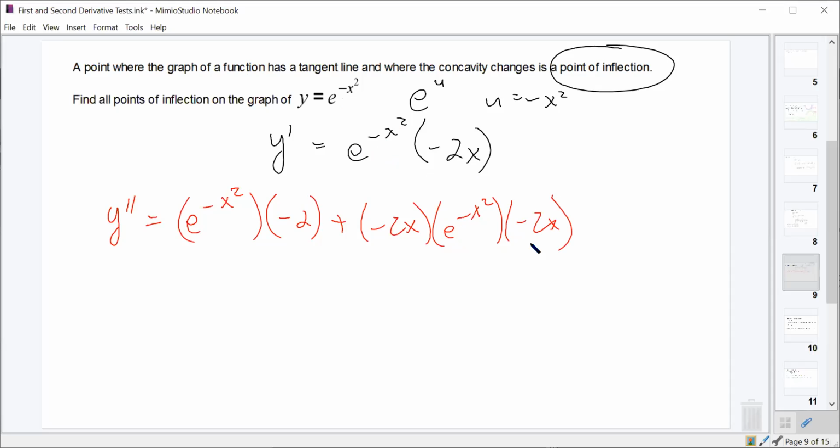Yes. Okay. And so to simplify that down and figure out when it's equal to 0 and when it's undefined, what do we need to do? Factor out the e to the negative x squared. We got the e to the negative x squared. That's going to leave us with a negative 2, and then plus, looks like plus 4x squared.